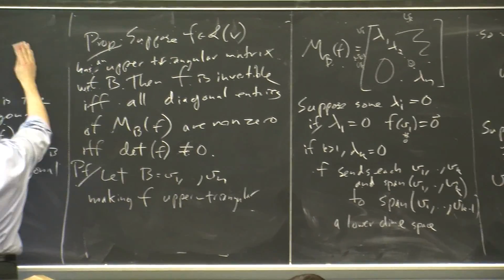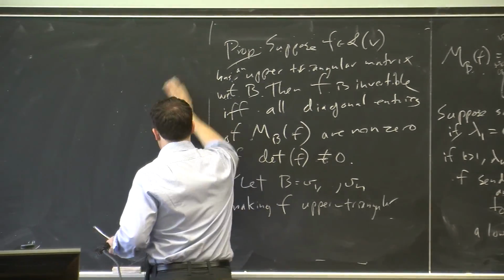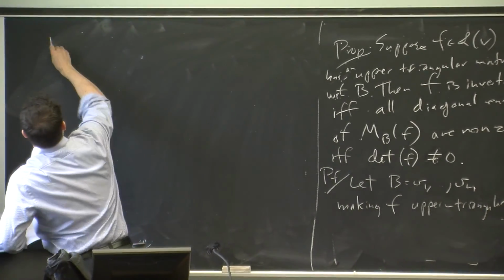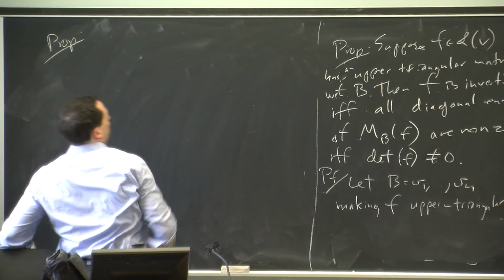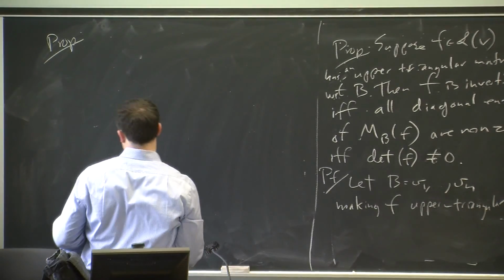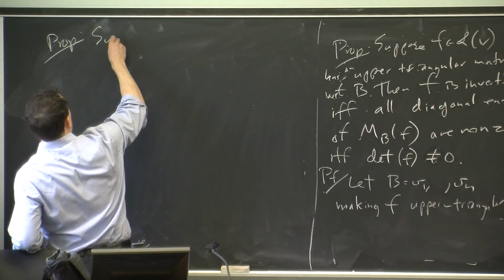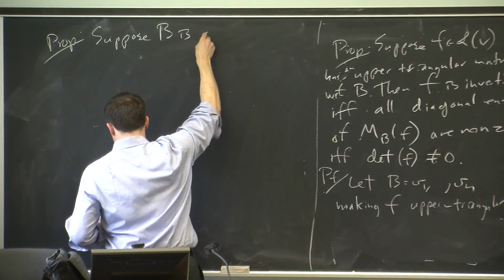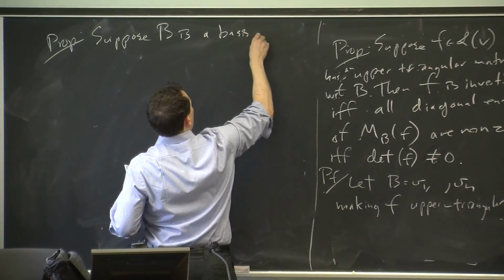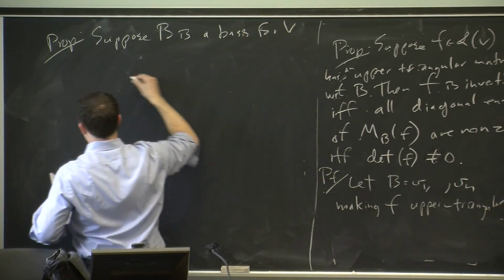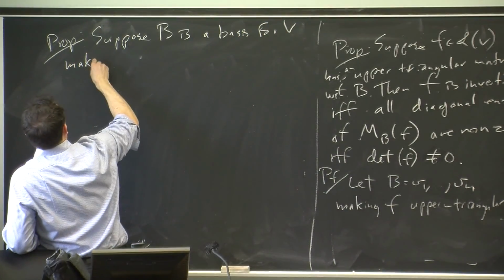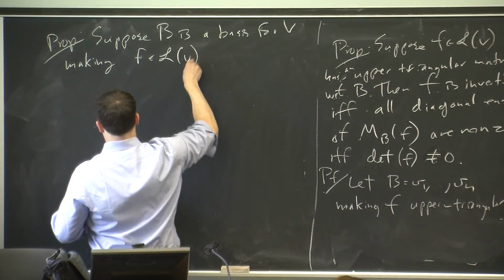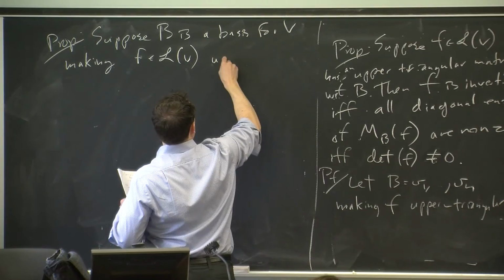So the definition that I'm erasing now will become a little bit more interesting with this next proposition, which I've said, I think, already, but let's prove it. Suppose that B is a basis of V making f in L(V) upper triangular.